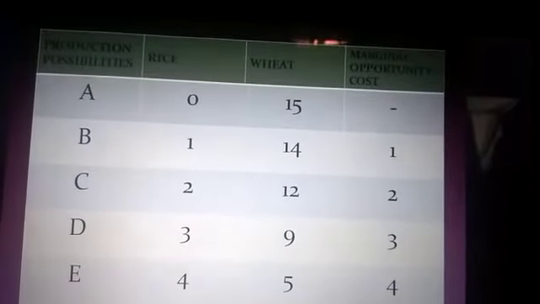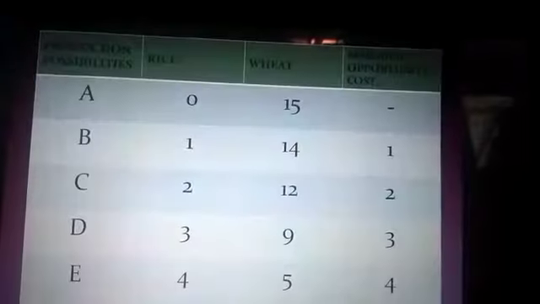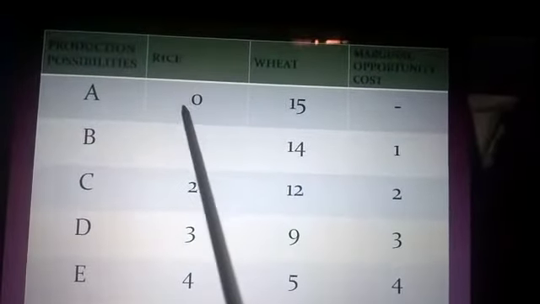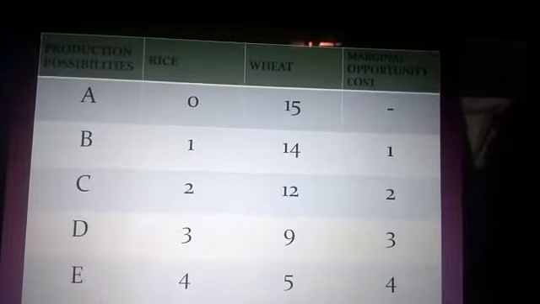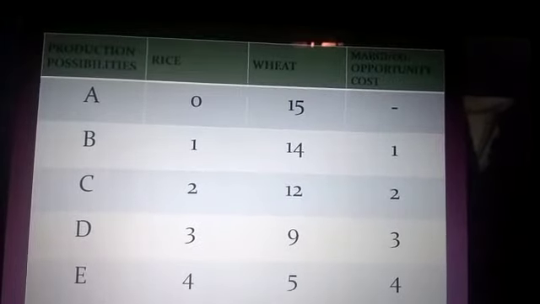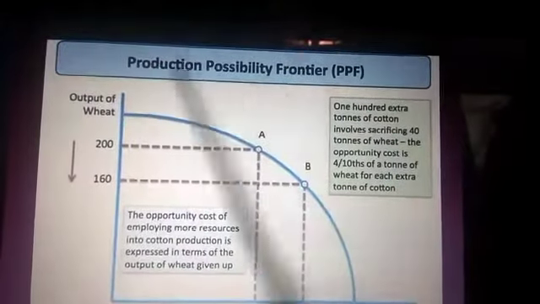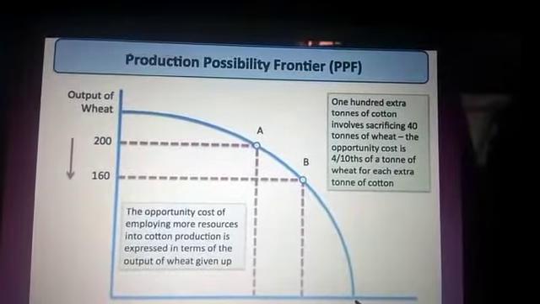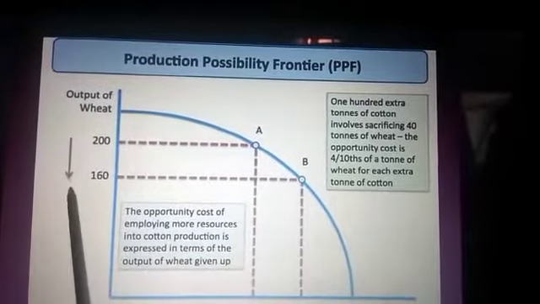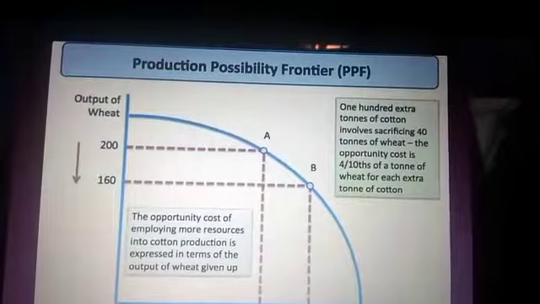Okay, now we will plot this on a graph. Take a look at the first combination. 0 of rice, 15 of wheat. Last combination, 5 of rice, 0 of wheat. Those 2 points will lie on the 2 axes. On one axis we will take one product, and on the other axis we'll take another product.